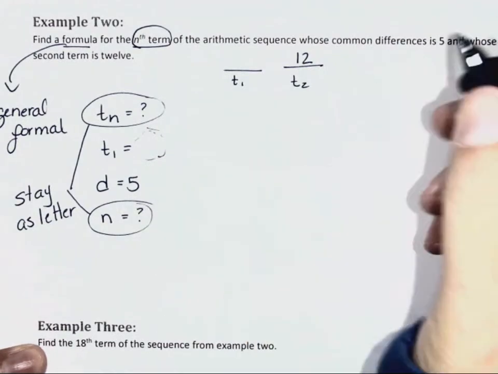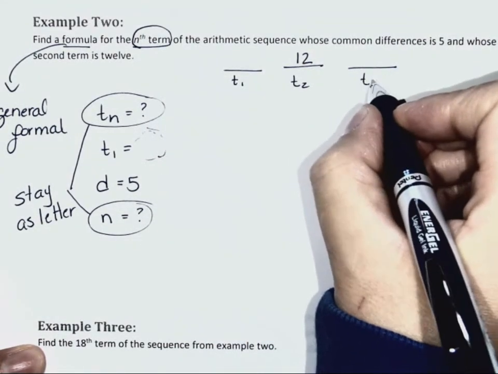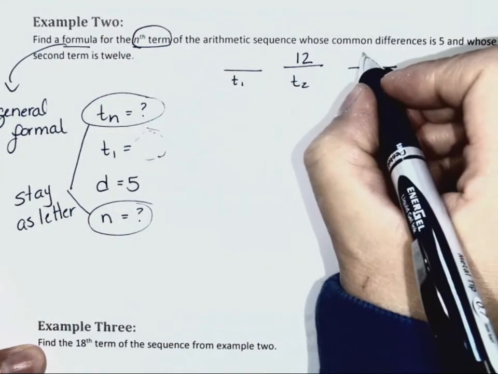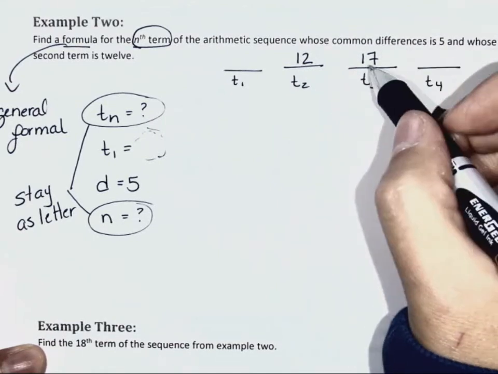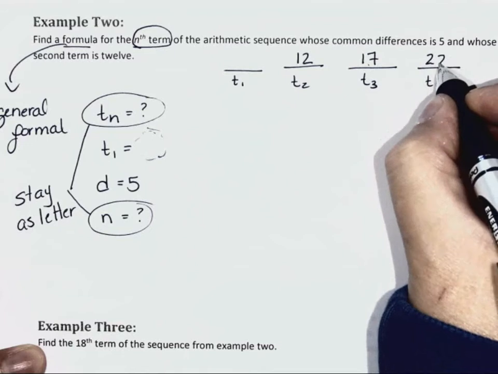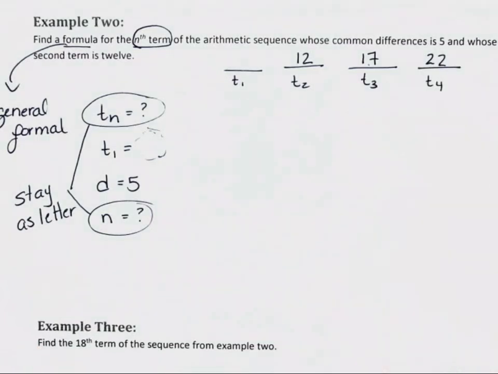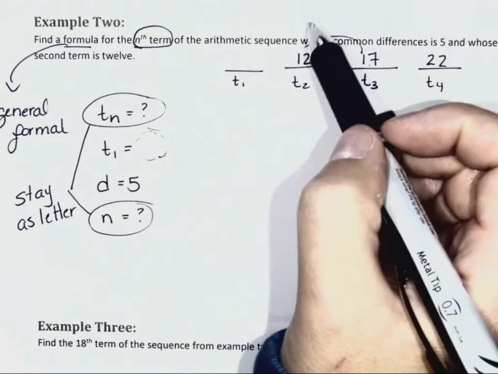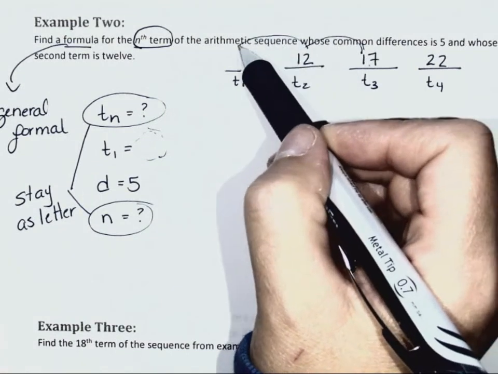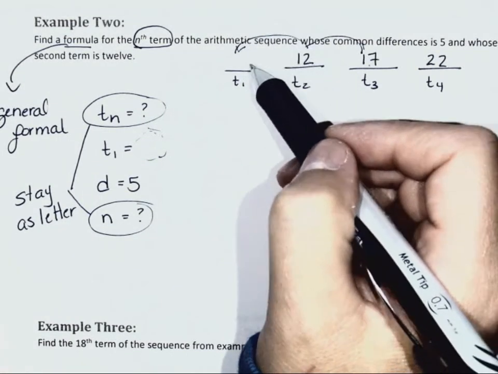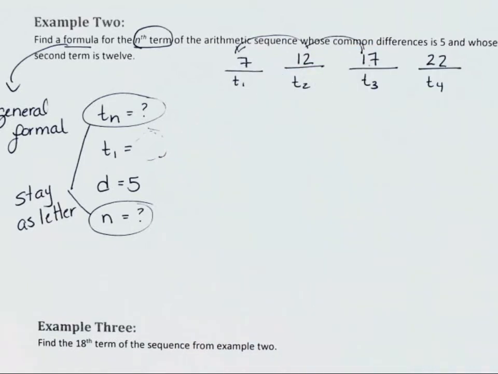I know that the common difference is 5, so I know that T3, 12 plus 5, is 17. I know that T4, 17 plus 5, is 22. So I can keep going forward. So if going forward I'm adding 5, what am I doing when I'm going backwards? I'm subtracting 5. So my first term is going to be 12 minus 5, so that'll be 7. Okay, so I now know that that's 7.